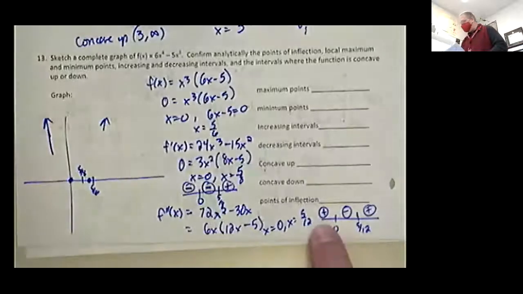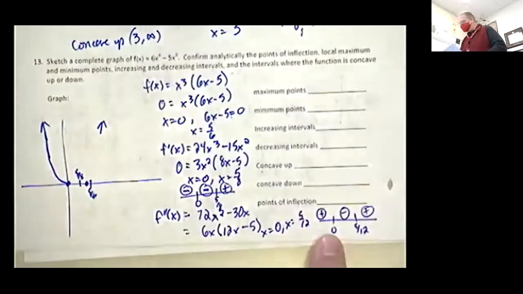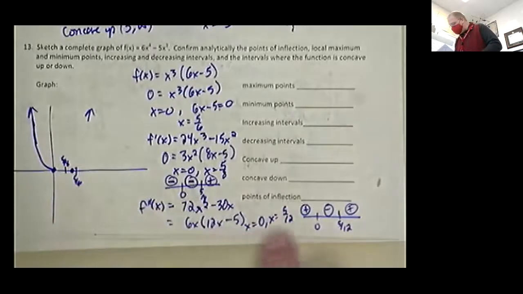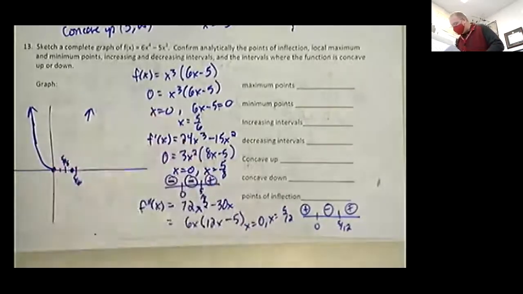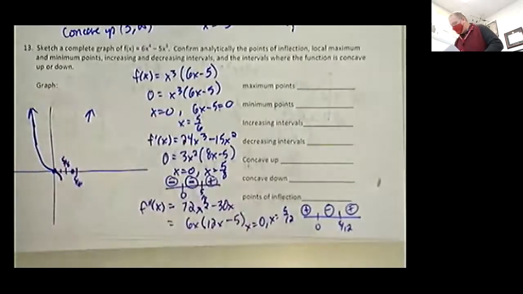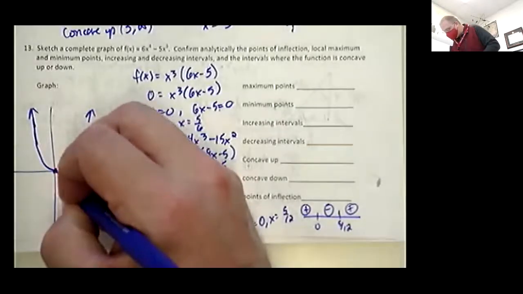We have to cut it. And we know to the left of 0 is concave up. So this has to be concave up. Then we have to flip to concave down. That gives us our point of inflection. Then we also have at 5/12 another point of inflection. So that's our concave down right there. Now we flip back to concave up to get our minimum. And then from there, we're just back up all the way.